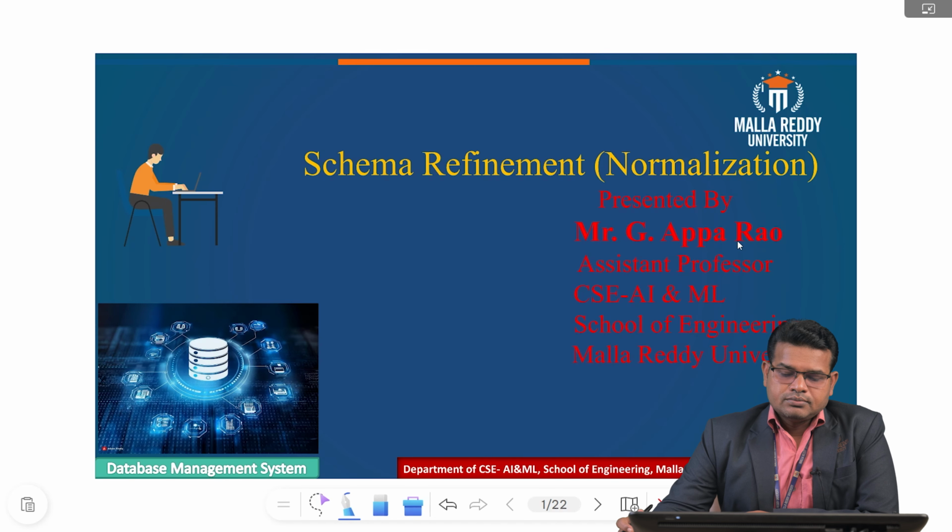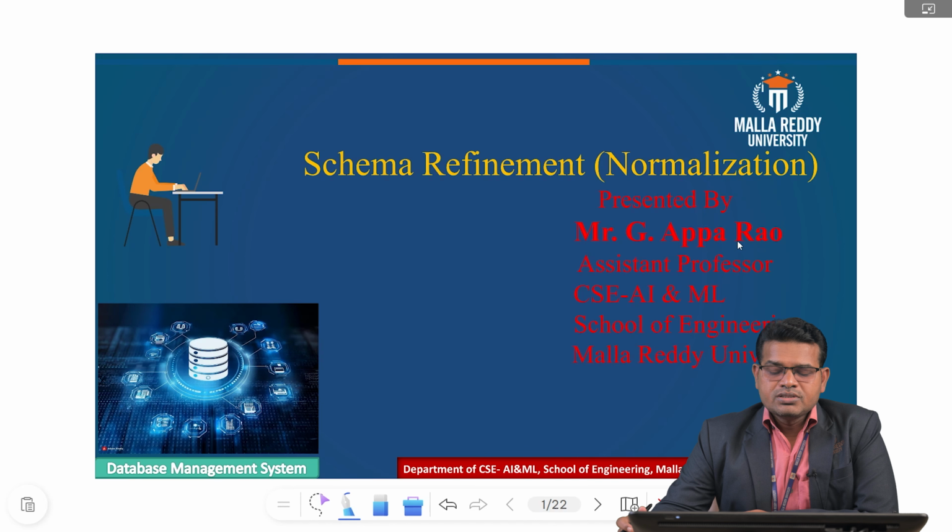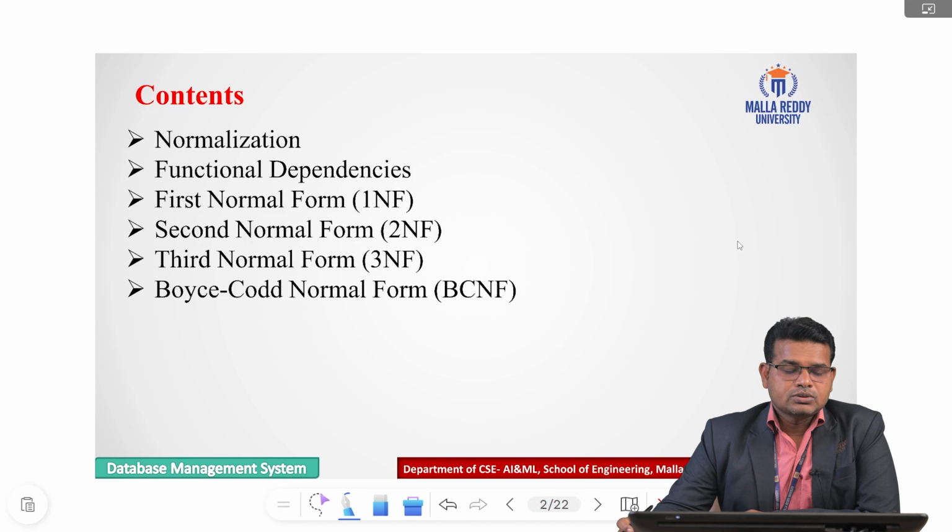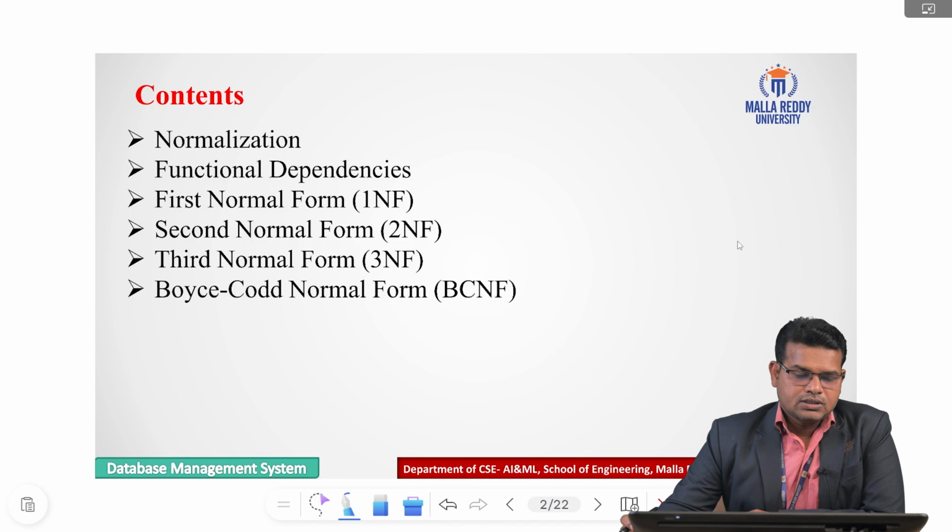So today, I'm going to explore schema refinement in normalization in DBMS, also called normalization. So let's get into the details. The contents of this presentation: first, we'll be discussing normalization. That means, what is normalization?